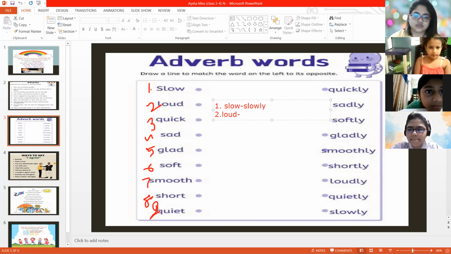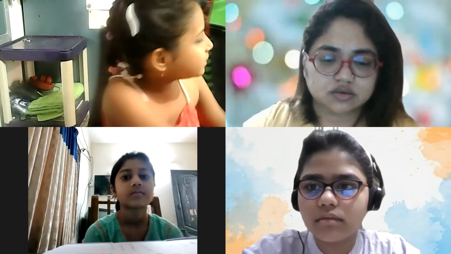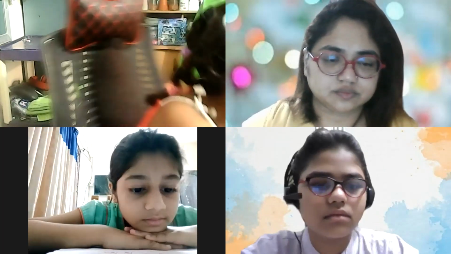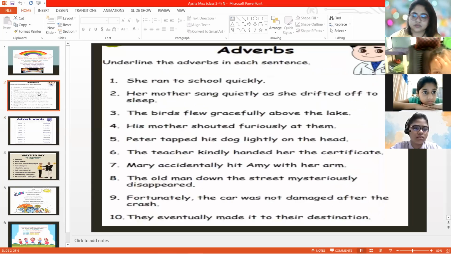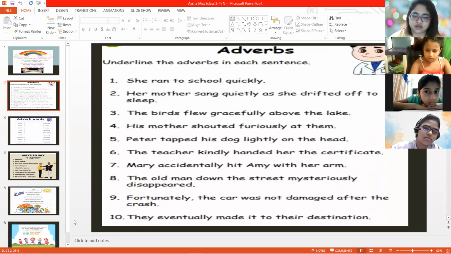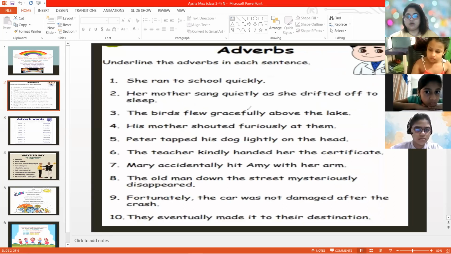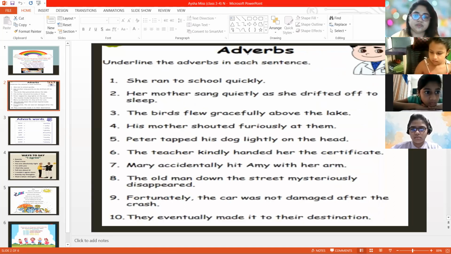So now we are moving to another exercise. Look. Here are some sentences. Okay. So you have to find out the adverb and also the verb. So this will make it clearer for us. We have to find out both the verb and the adverb. So don't write right now. Stop writing. Just listen to me. Look at the screen and listen to me.